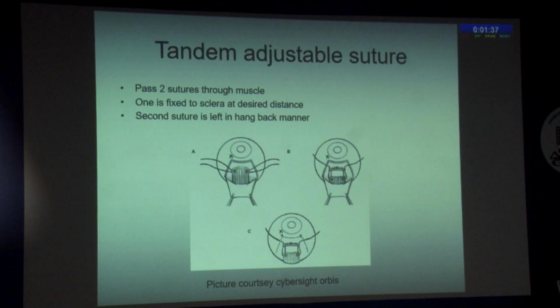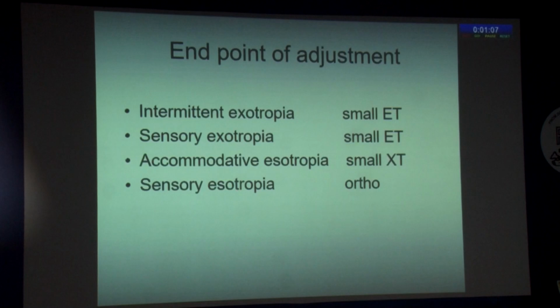It requires 2 extra sutures, 2 fixation points, one through the muscle fixed at the sclera, and another through your stump like an adjustable. So if you are very confident about what you got, all you have to cut out is the one which is passing through the muscle and leave it fixed at the sclera. And if you want to adjust, you cut the fixed sutures and pull up or pull back using your adjustable hang back. So this is also something you can do.